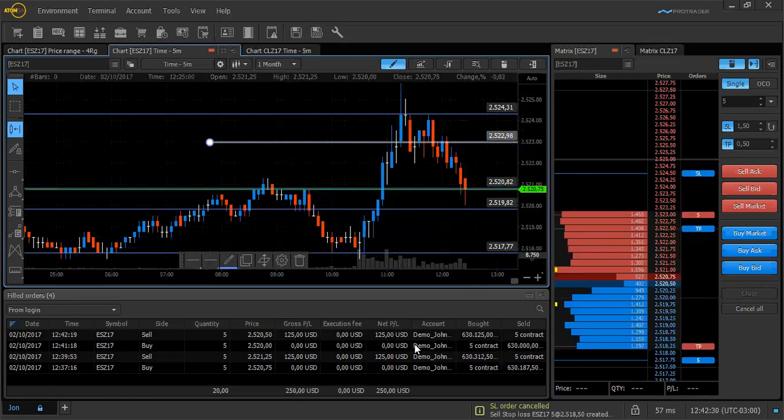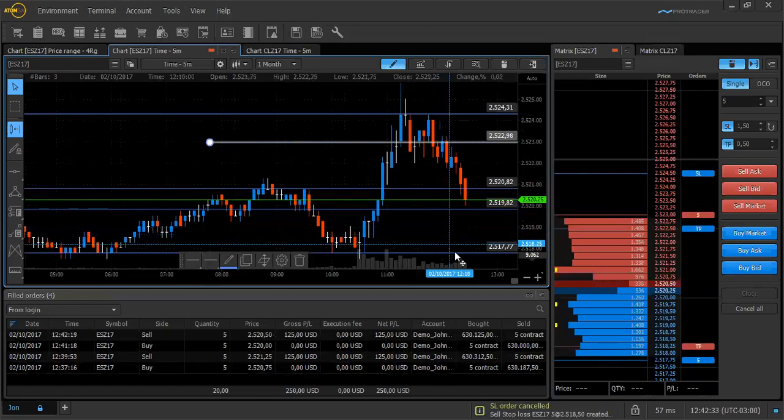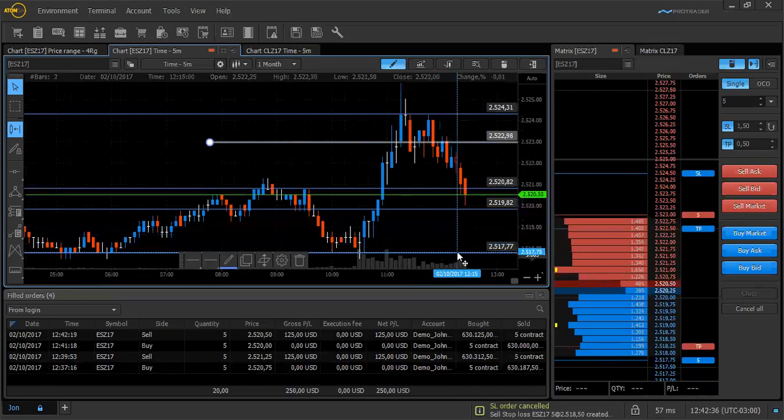Only 2 trades. So again, I'm not gonna repeat this trade here. I'm gonna wait until it reaches down to 517.75. I believe that's all for today, guys.